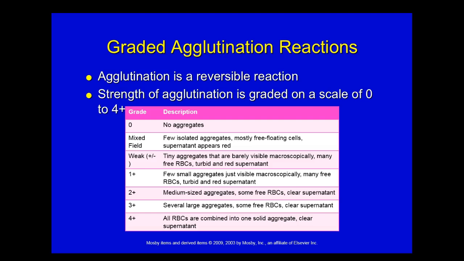2+ is where we start to see the clear supernatant. That's where we see some medium-sized aggregates. The back or the serum would be clear. 3+, several large aggregates, and 4+ is one solid aggregate clump.